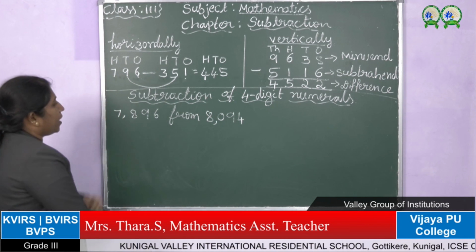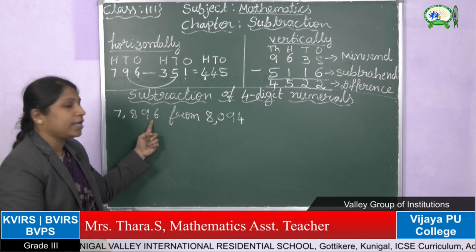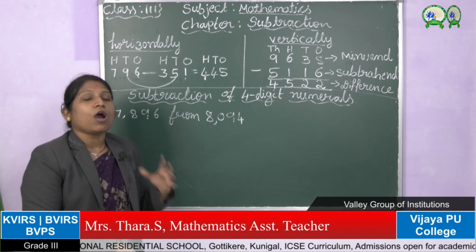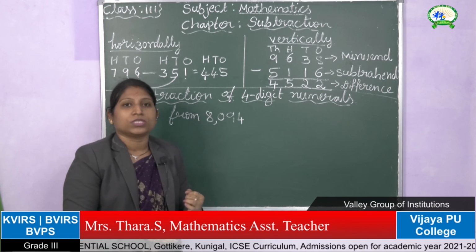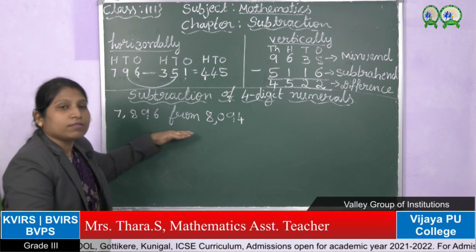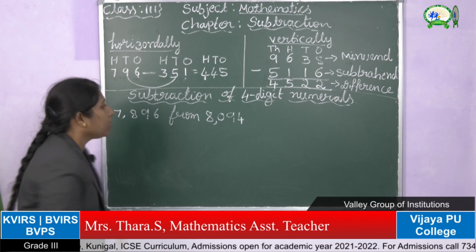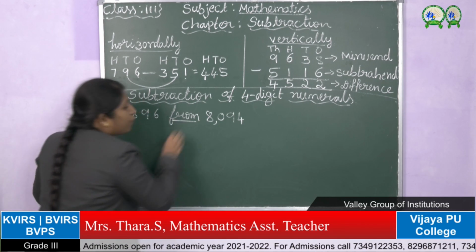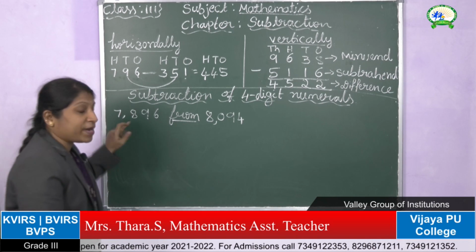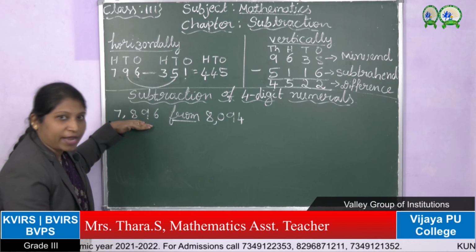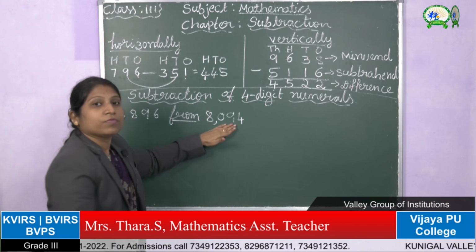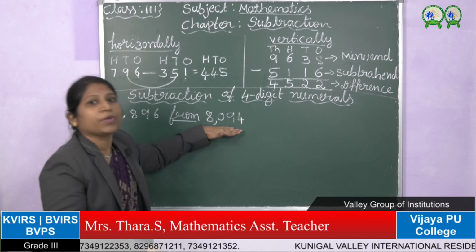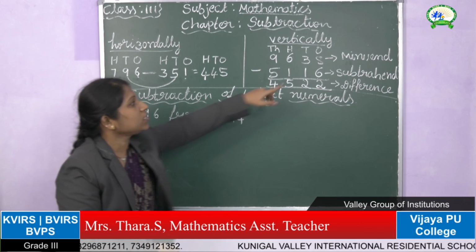So here you can see we have to subtract 7,896 from 8,094, children. So commonly we write these numerals in a column. If they are asking like this, "from" means what? You have to subtract this one, so this is the subtrahend. And from which number you are subtracting? From this number you are going to subtract. Yes or no? So this is the minuend.